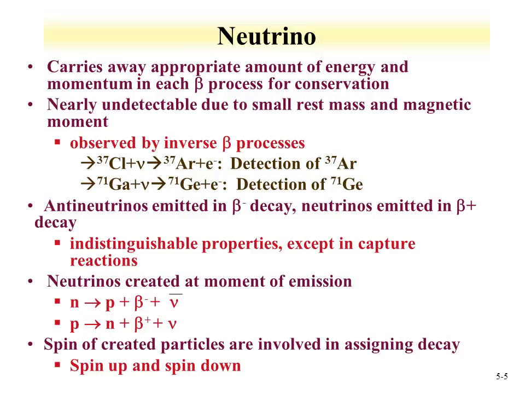Now, antineutrinos are emitted in beta minus decay, and neutrinos, since they are matter, are emitted in positron decay, since the positron is antimatter. And these neutrinos are created at the moment of emission. So the reaction here is a neutron going to a proton, an electron, and an antineutrino, and a proton going to a neutron, a positron, and a neutrino. The spins of these neutrinos are involved in assigning decay, so they can have either spin up or spin down properties.